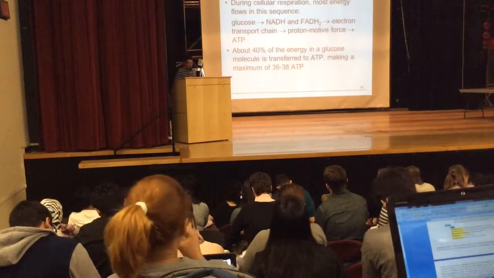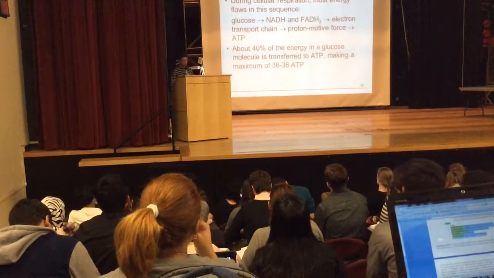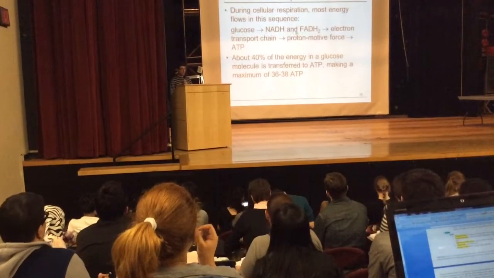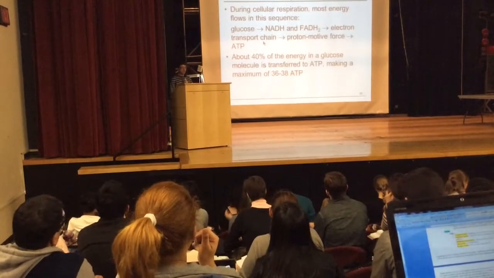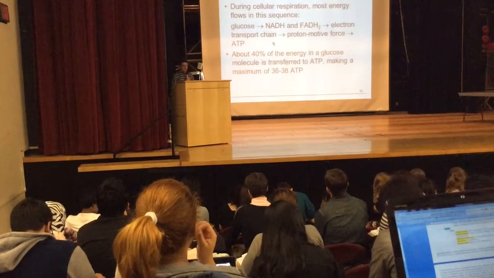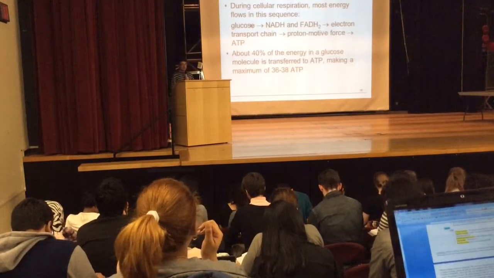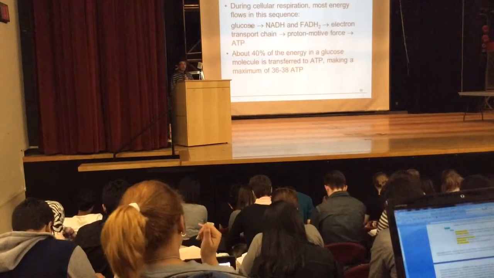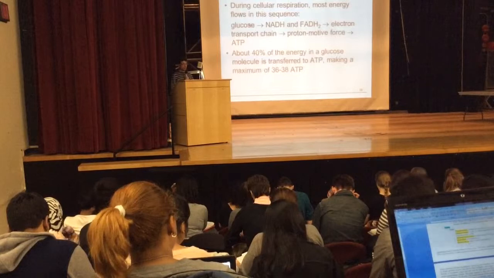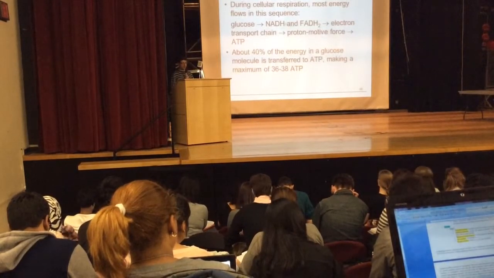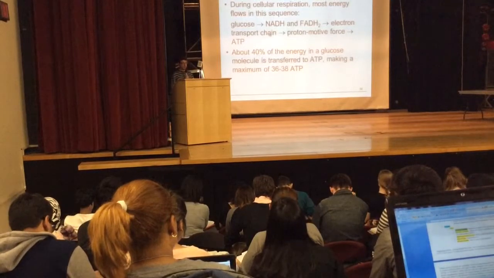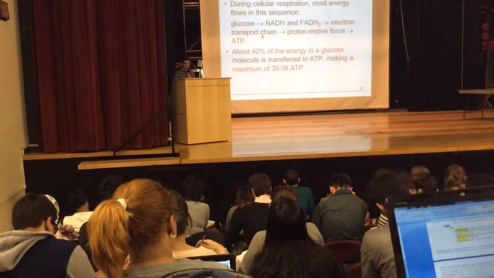Alright, so if you consider respiration as a whole, most of the energy is going from glucose to NADH and FADH2, and then from them to the electron transfer chain to establish a proton gradient to then make ATP. Now, there is a little bit of ATP produced in glycolysis and a couple of ATP molecules that come out of the citric acid cycle, but most of the ATP is coming from this. The electrons from NADH and FADH2, electron transport chain, proton gradient, ATP synthesis.